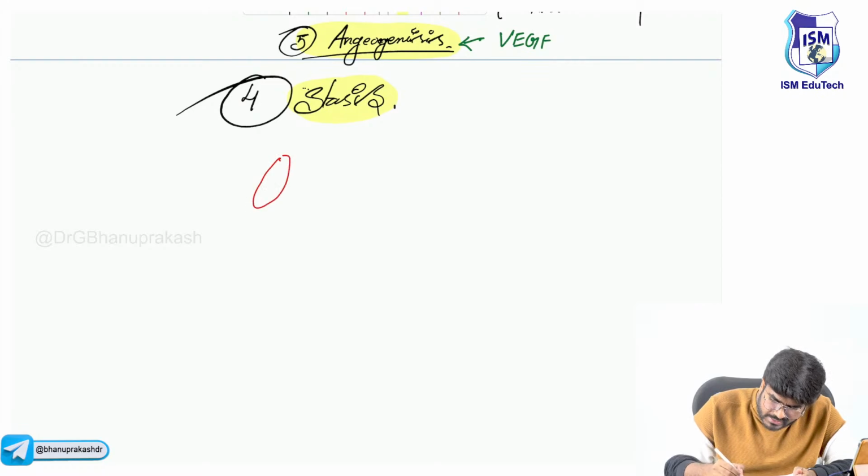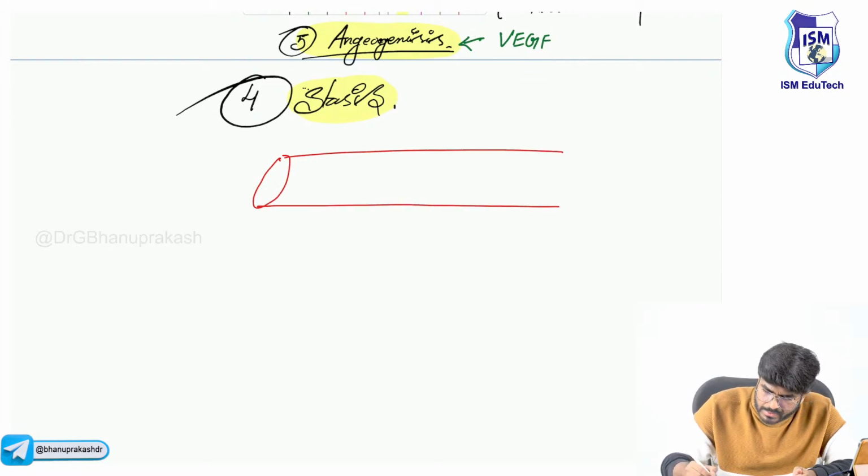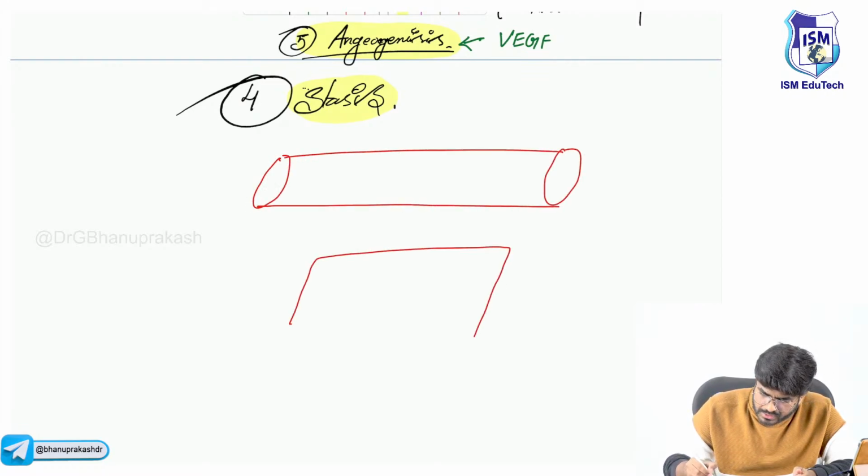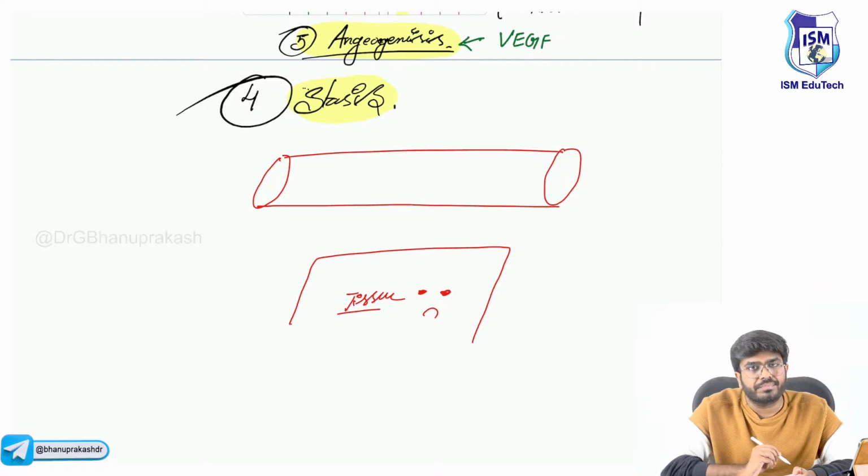Now try to understand like this. This is the blood vessel. Okay. Now what is this? This is the area of the tissue which is getting inflamed. This is the tissue which is getting inflamed. It's getting inflamed, sir. Okay.